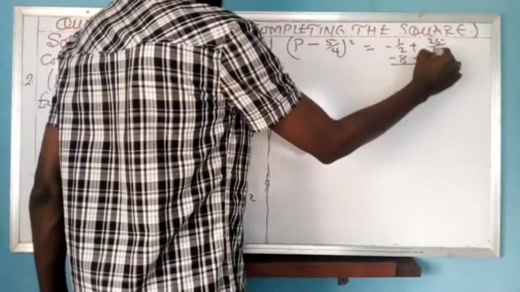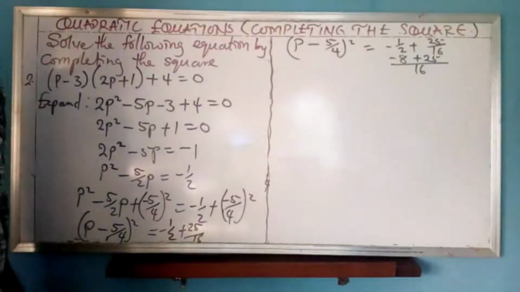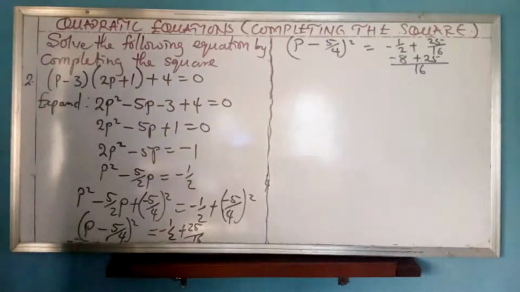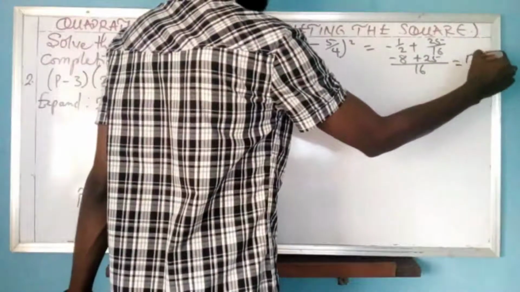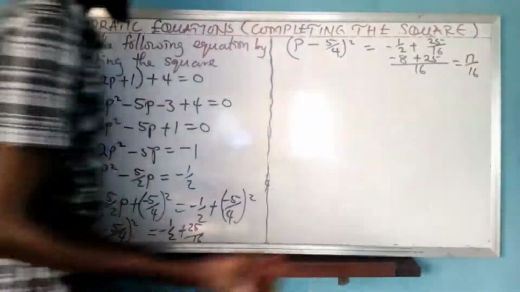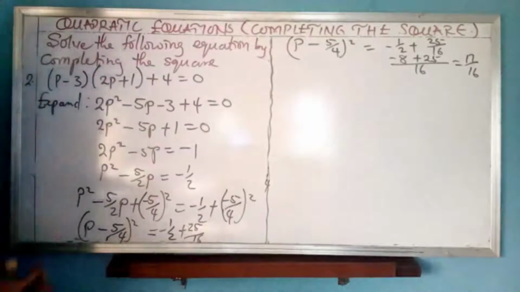Plus this one, 25. Will we get it up to that stage? Shall we continue? What's the answer? Let's simplify that one straight. What will be the answer? Minus 8 plus 25, that's 17 over 16. Are we agree with that? Fine. Let's go back to the other hand here. The next step says what?